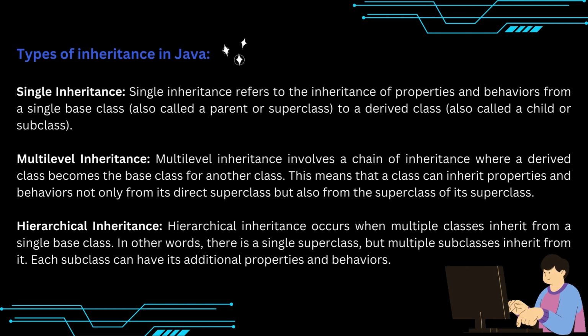So our topic for today is inheritance. What is inheritance? Inheritance in Java is the method to create a hierarchy between classes by inheriting from other classes. So inheritance has three types: single inheritance, multi-level inheritance, and hierarchical inheritance.